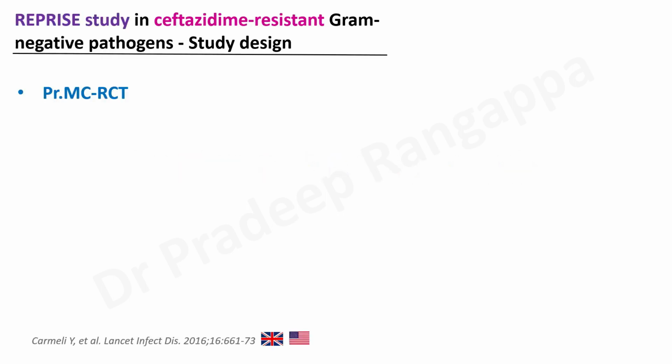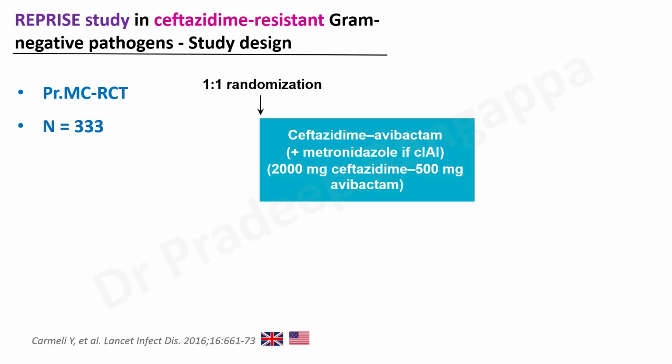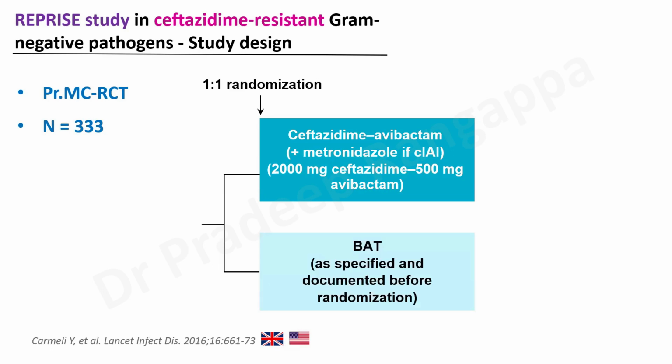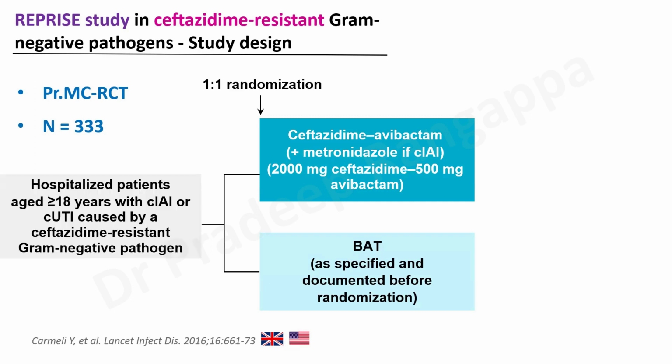So now the question is, how did it perform in all the trials? We have a good number of trials. We have RCTs, prospective cohort studies, and observational studies. So this was a good study that came in Lancet. It's a prospective multicentric randomized controlled trial, including 333 patients done by a UK and US group. So 1:1 randomization where they used 2.5 grams of Ceftazidime-avibactam with metronidazole for complicated intra-abdominal infections. And they compared this with best available therapy that clinicians felt was appropriate. This was used in patients more than 18 years with complicated intra-abdominal infections or complicated UTI.